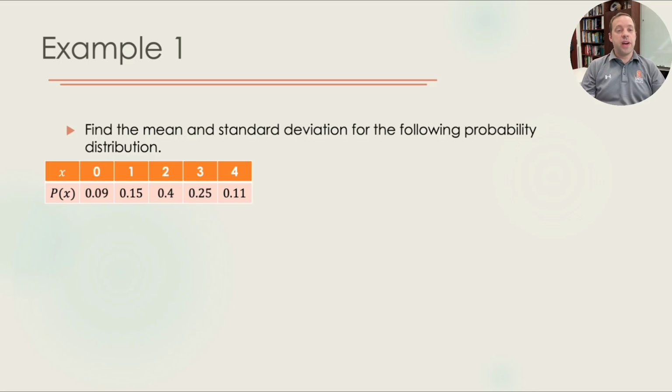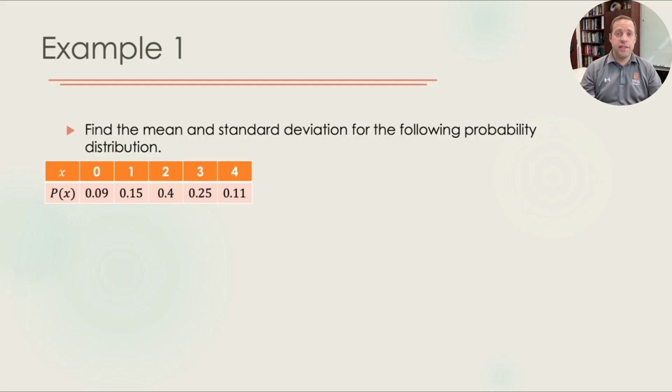So here we go. We've got a probability distribution of categories 0 through 4. So there are 5 different categories along with their probabilities. We want to find the mean and the standard deviation. Now, the mean, not a problem. We just saw how to calculate the mean. We take each value, we multiply it by its probability, and add it up.